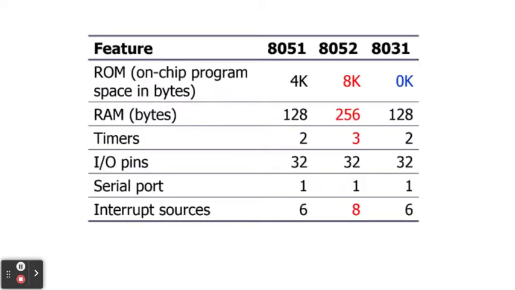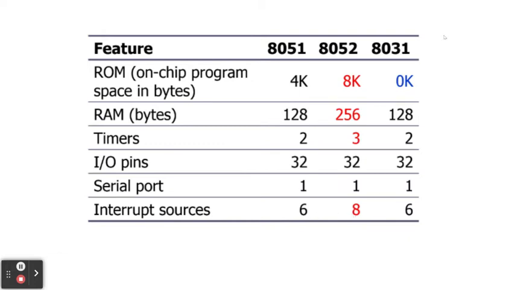Now this is the complete table showing you the comparison of the three. As you can see here, the serial ports for the three are all one, and also the input-output pins are all 32. But in the red mark here for the 8052, you will see that it's double the ROM of the 8051 and double the RAM of the 8051. For the timer, it has one extra, so it's three. And for the interrupts, it has eight instead of six.